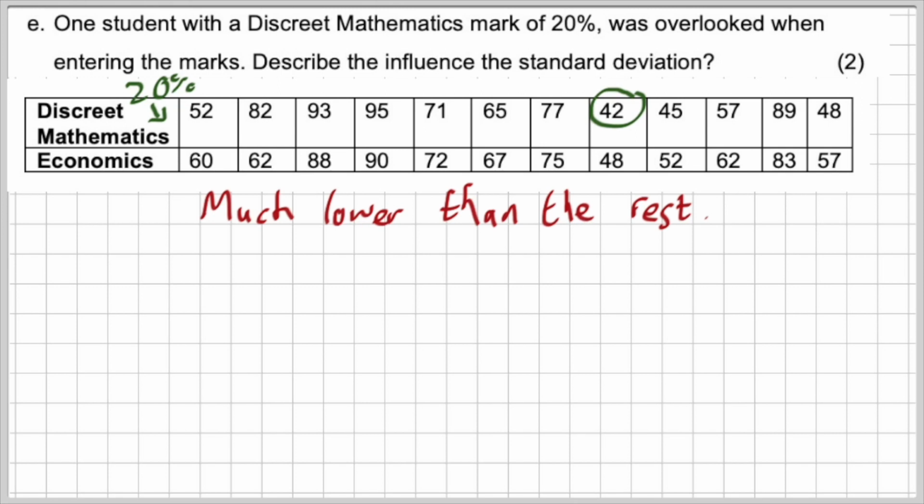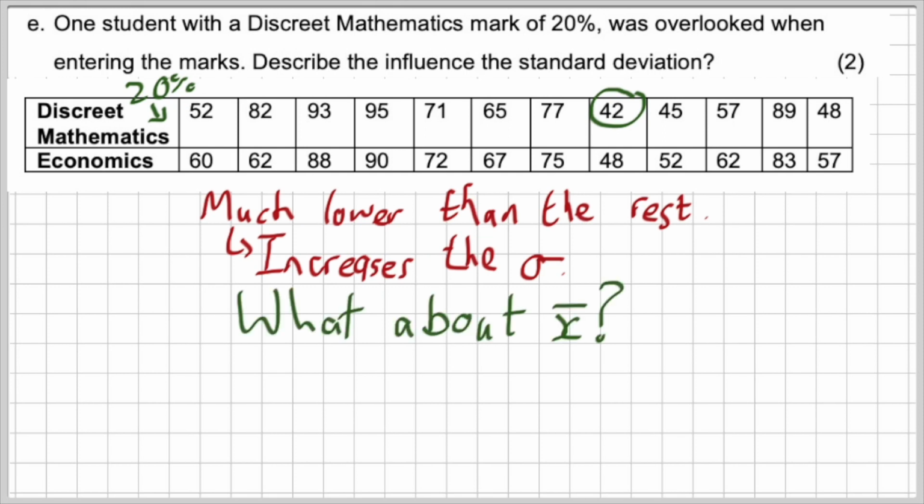How will this influence your standard deviation? Will it make the class more consistent, meaning closer to the average, or will it pull it further apart? Definitely, it will pull it further apart, because now it is less consistent. It lies further away from the mean. Therefore, my standard deviation is going to increase.